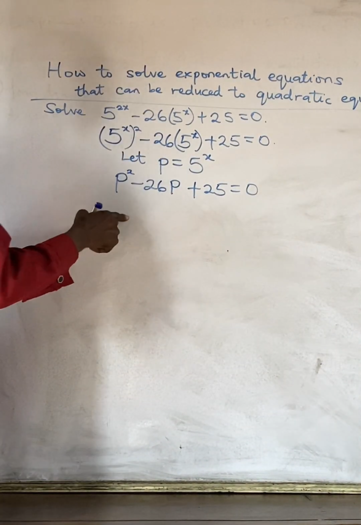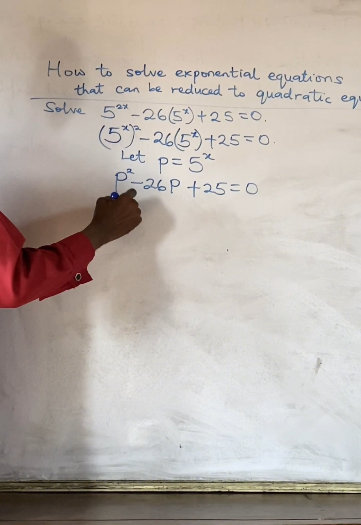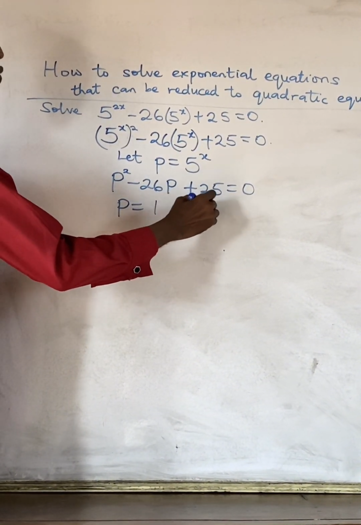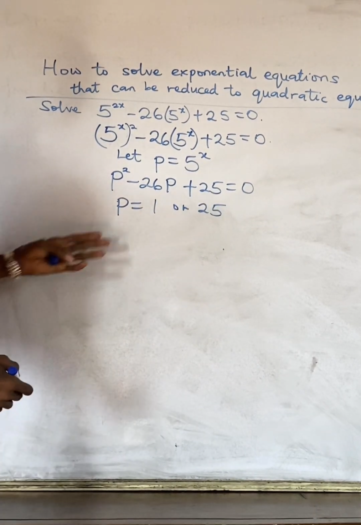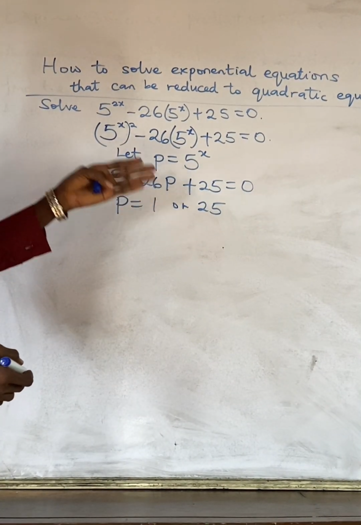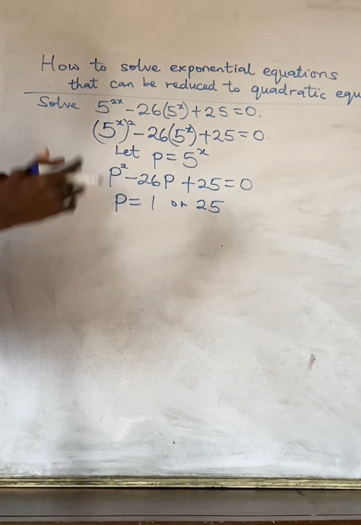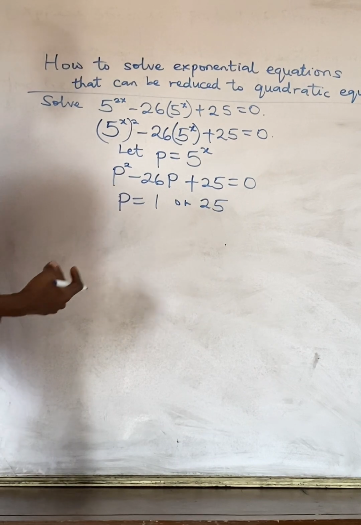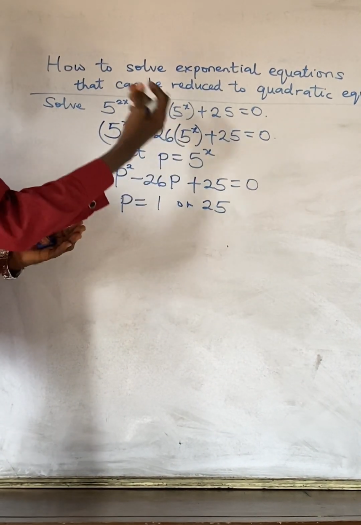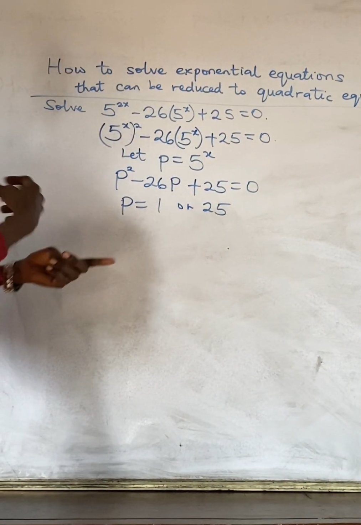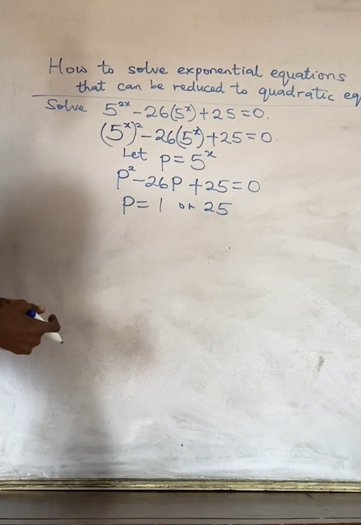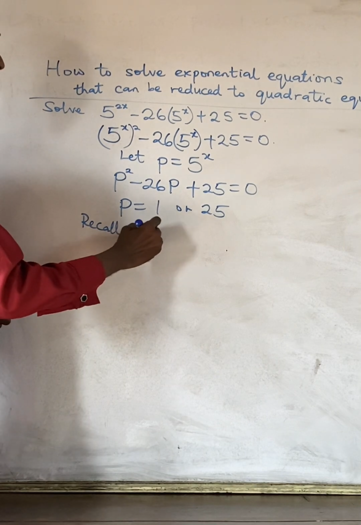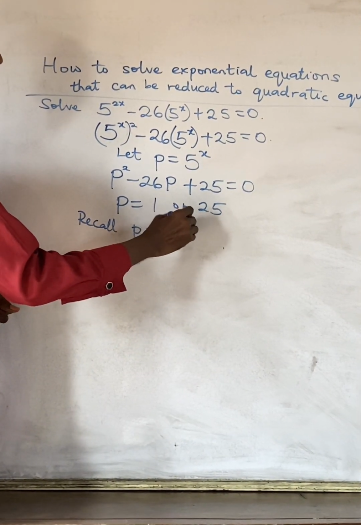Now, when you solve this quadratically, you are going to get p equals 1 or 25. After you have solved the quadratic equation, that is not the end. When you have 1 or 25, you substitute the values of this p back into the 5 raised to power x you have initially. Don't forget, recall, your p was equal to 5 raised to power x.